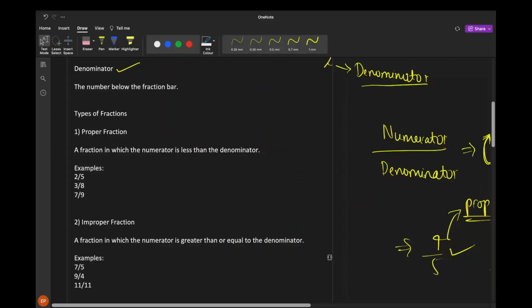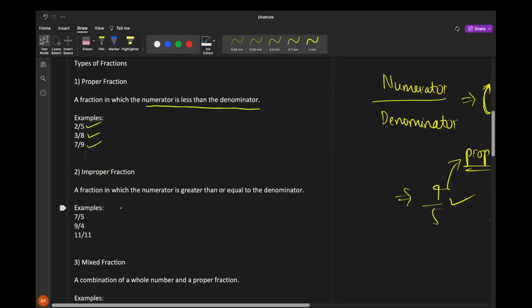Basically, what is a proper fraction? One in which the numerator is less than the denominator. Just this is the condition. Examples: 2 by 5, 2 is less than 5, right? 3 by 8, 3 is less than 8. 7 by 9, 7 is less than 9. These are called proper fractions.